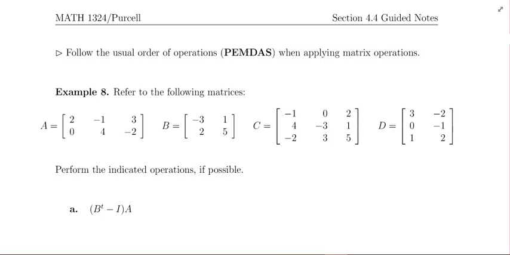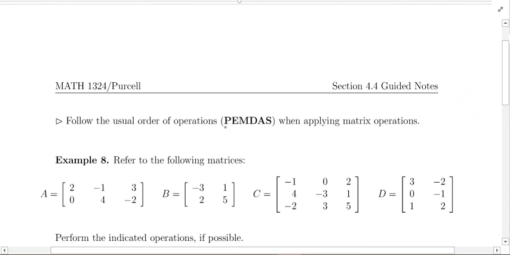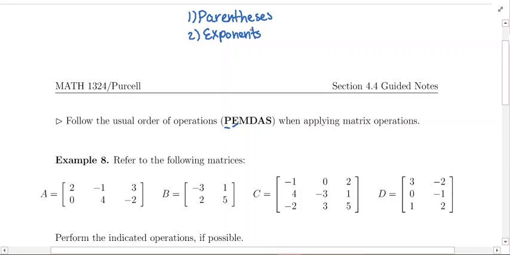If you remember PEMDAS, I'll write it at the top here. The P stands for parentheses. So if you see something in parentheses, you want to do that first. Then you've got the E, which is for exponents, so you want to do that next. You might see a matrix A squared. That's an example of an exponent. It's a power. You want to do that next.